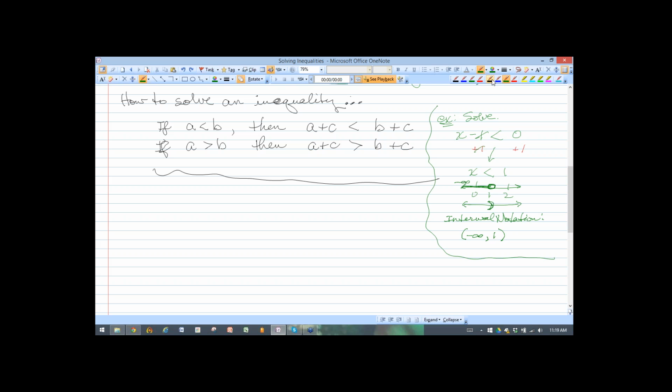Okay. So let's get into the multiplication part now. This is where we have to kind of be alert. As far as solving this, so far everything's the same as an equation. So let's come here and say this.